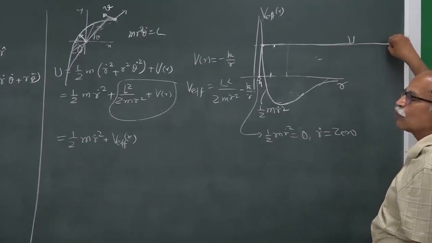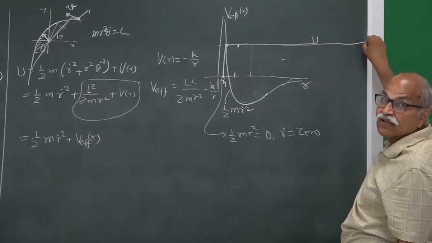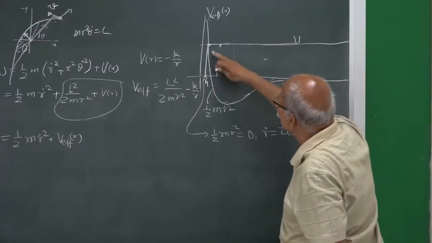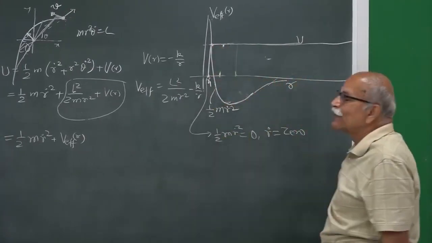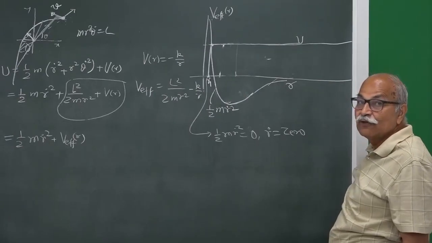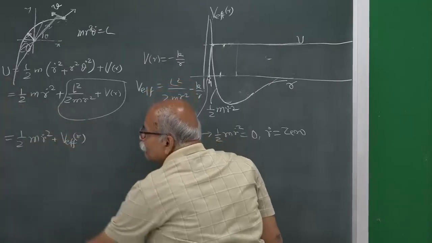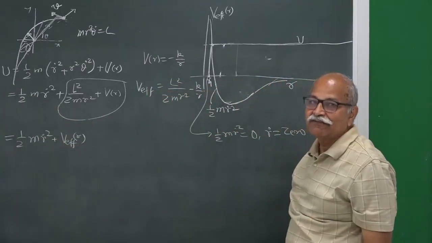R dot is never 0. You go this way, this way, this way, this way. Never will you be intersecting this point. So, r dot is never 0, so r will keep increasing. So, that kind of path will be there.